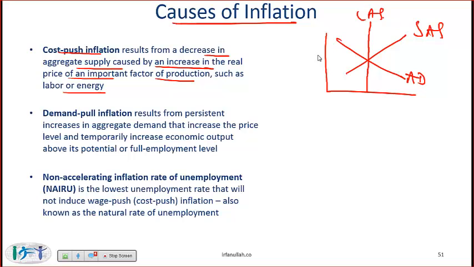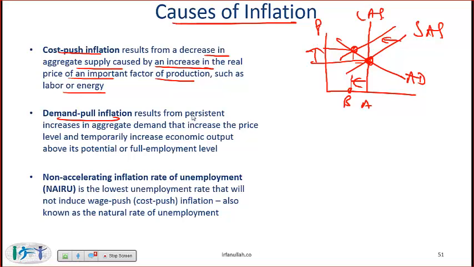For some reason wages go up or energy prices go up, the short run aggregate supply will shift to the left. And if initially we were at point A, now we will move to point B. So the output has decreased because of higher costs, and this is called cost push inflation. So we have lower output and higher prices. The y-axis is the price level.